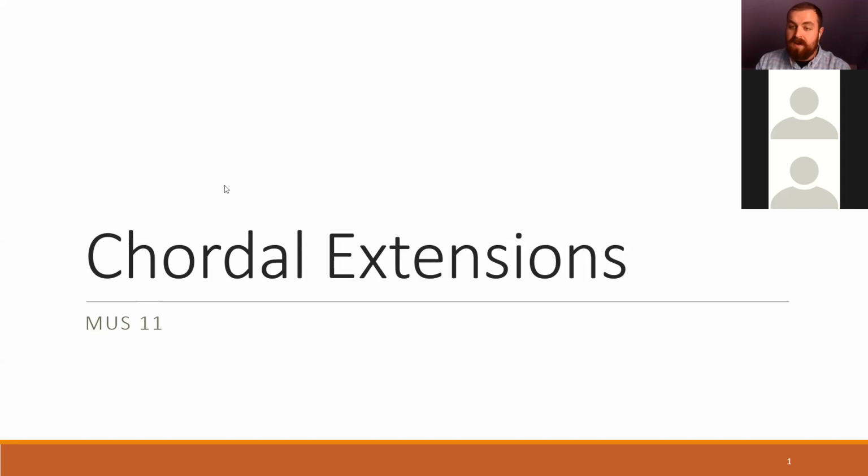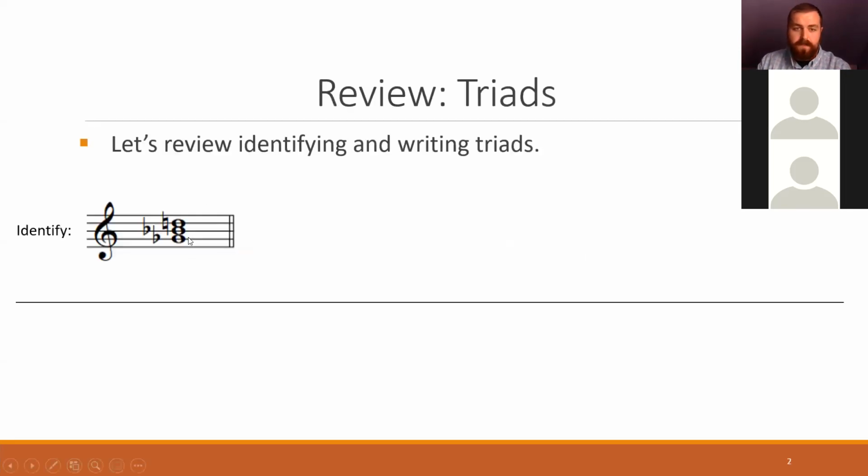So before we talk about chordal extensions, let's do a bunch of review from last week. First off, let's review the process for identifying and writing triads. Let's stay in root position for now, and then we'll do some practice of inversions, which was the topic of last Thursday's talk. So, for instance, we have a triad here. We know that triads can be augmented, diminished, major, or minor.